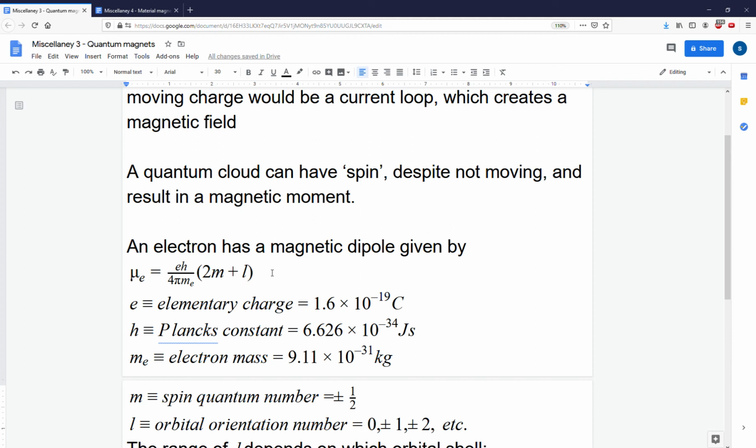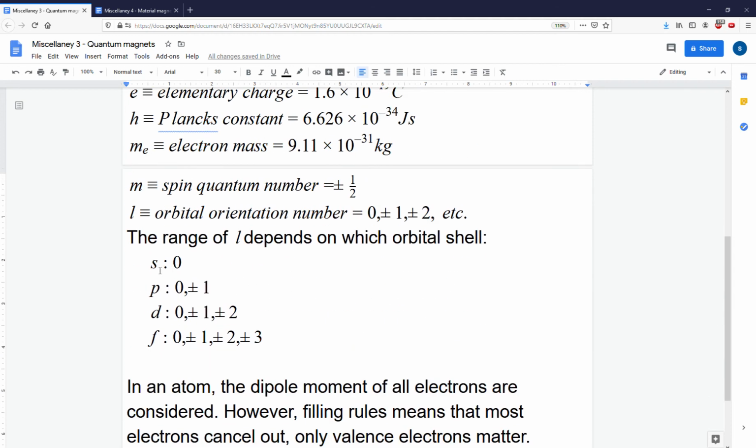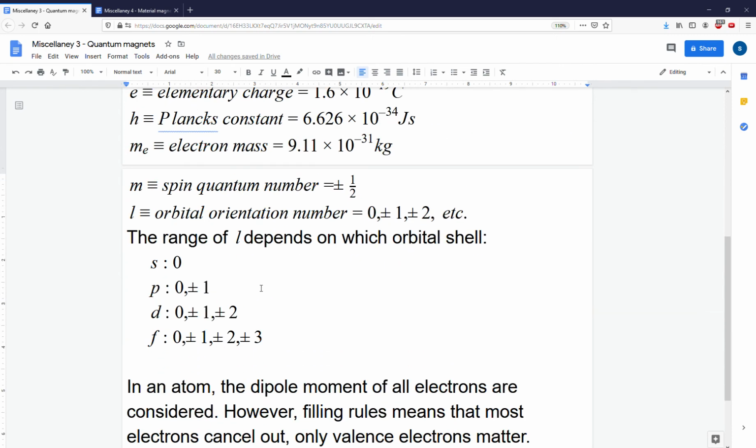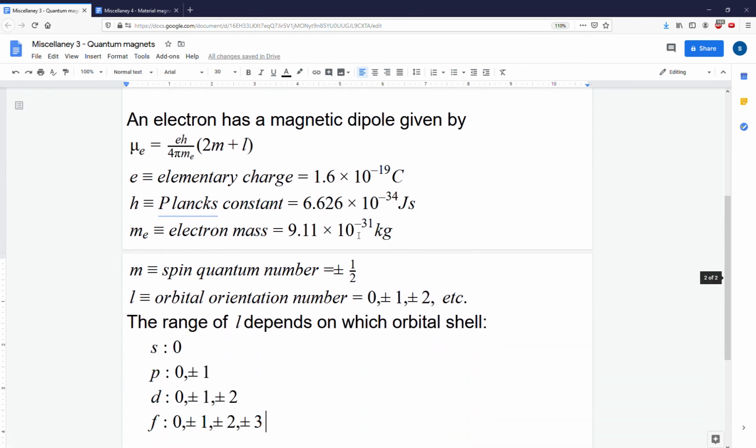There are two numbers associated with angular momentum for an electron's orbit. One number says how much angular momentum there is total, and that will tell you which of these shells you're in. s is 0, p is 1, d is 2, f is 3. l tells you how much of that angular momentum can be ascribed to a particular direction. The rest of the angular momentum is just there, directionless. So those two terms combine to create the total magnetic dipole of a particular electron.